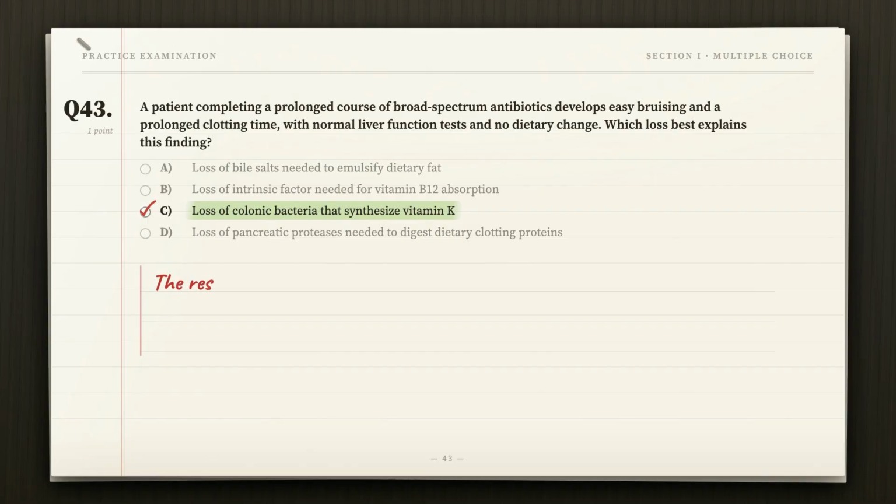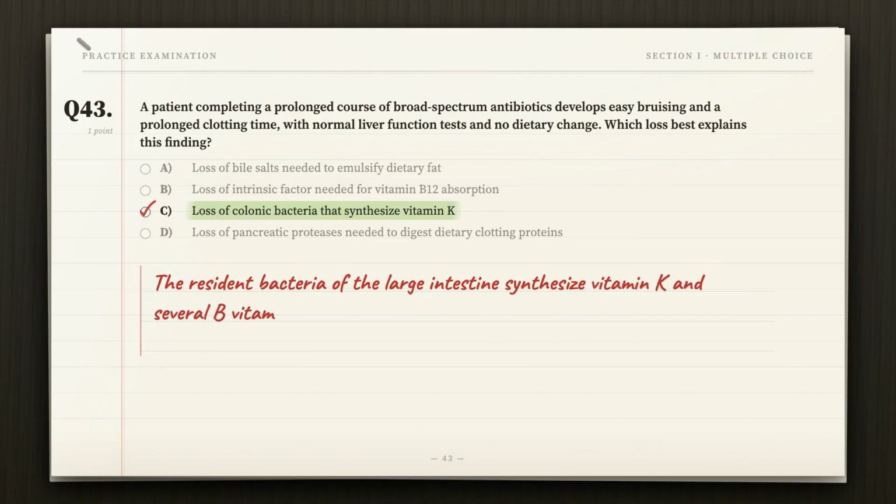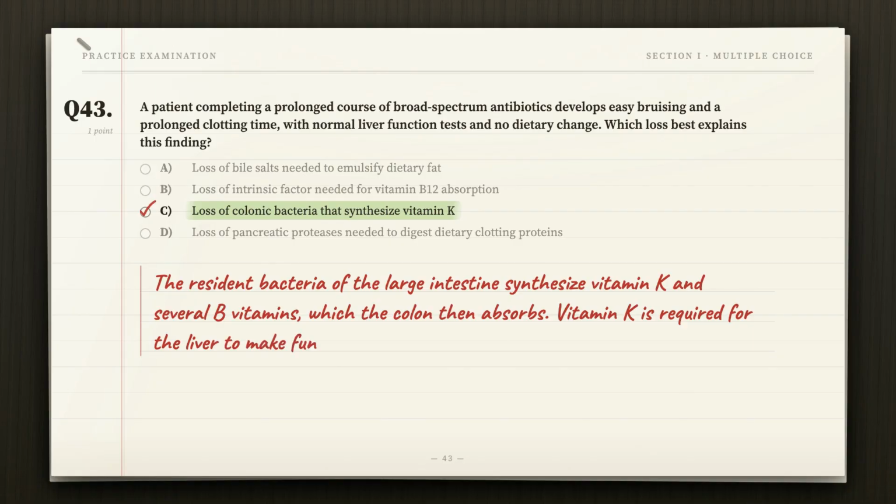C is correct because the resident bacteria of the large intestine synthesize vitamin K and several B vitamins, which the colon then absorbs. Vitamin K is required for the liver to make functional clotting factors, so wiping out the microbiota with broad-spectrum antibiotics can produce a bleeding tendency even when the liver itself is healthy.